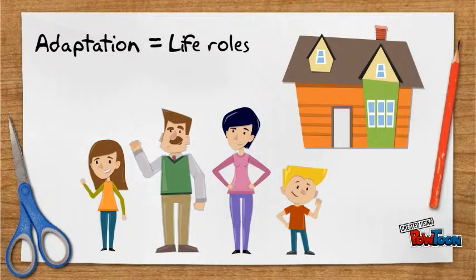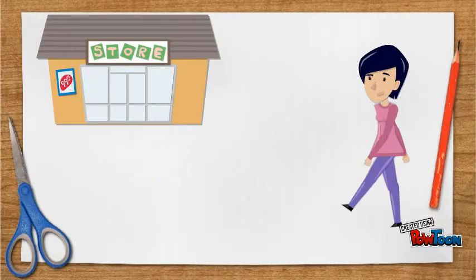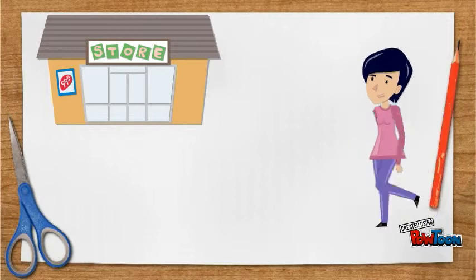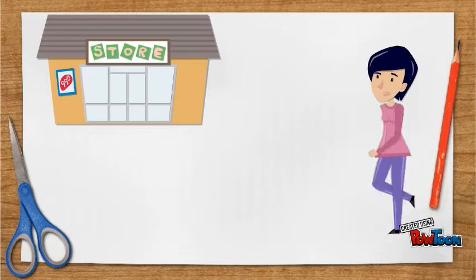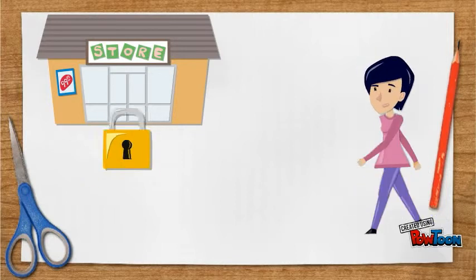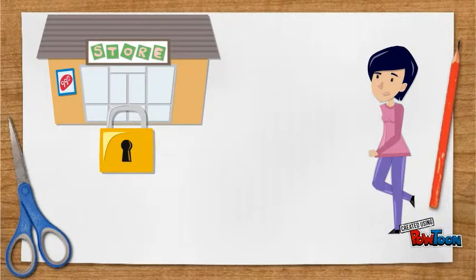Adaptation is a change a person makes when customary responses are no longer adequate to overcome challenges related to life roles. Let's look at Mom. She goes to her local store every week to buy groceries. This task is part of her role as a homemaker. What if the store suddenly closes? How will Mom adapt to this change in her environment to fulfill her roles?